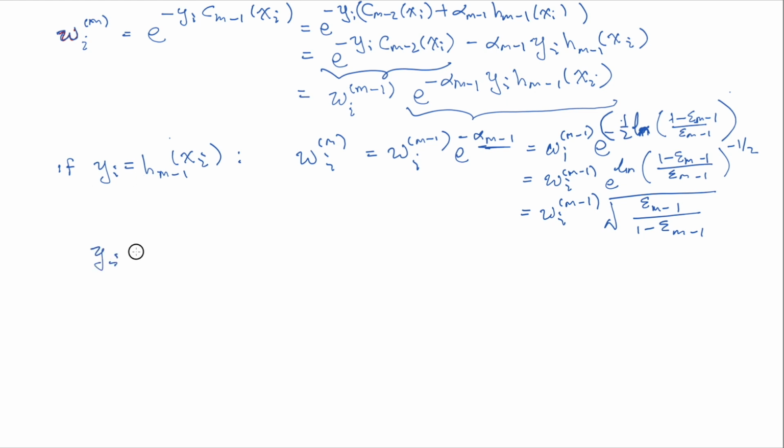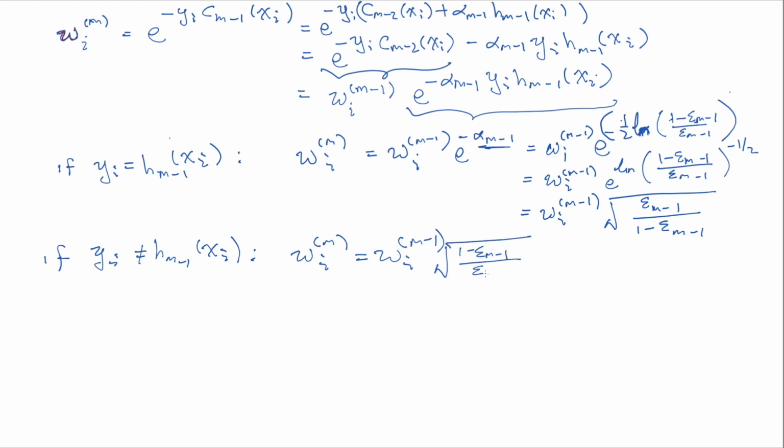Now the update for the points where we do make a mistake. In this case, the weight update is the previous weight multiplied by e to the power of positive alpha m minus 1. So we get exactly the same thing, except we don't get that negative. So this is just the square root of 1 minus epsilon over epsilon.